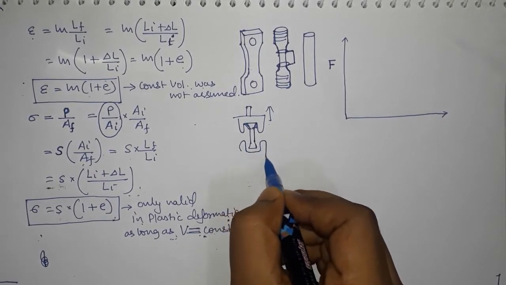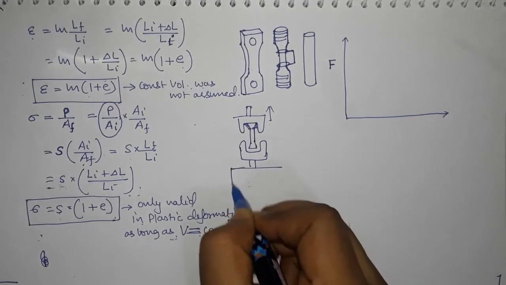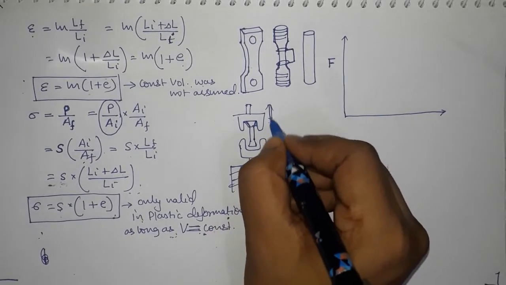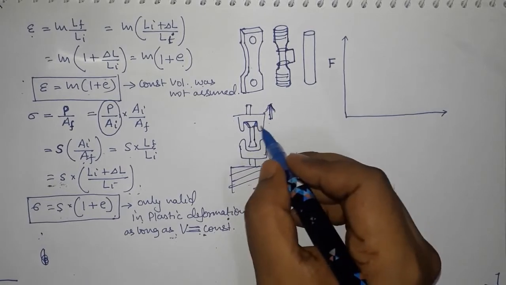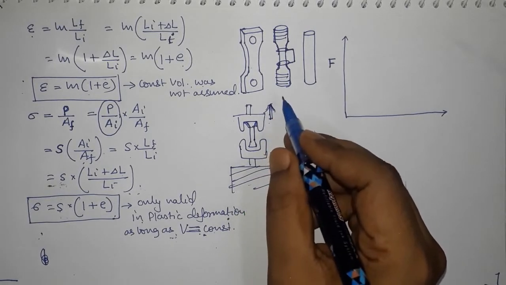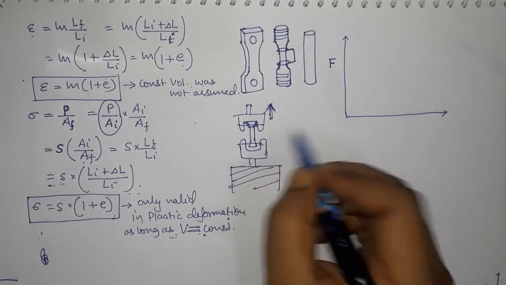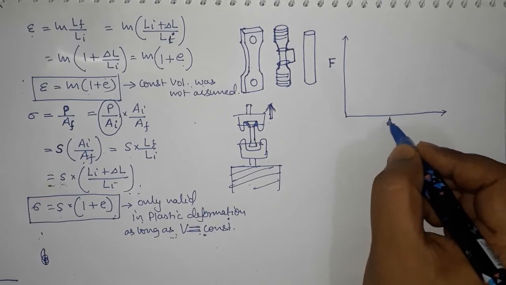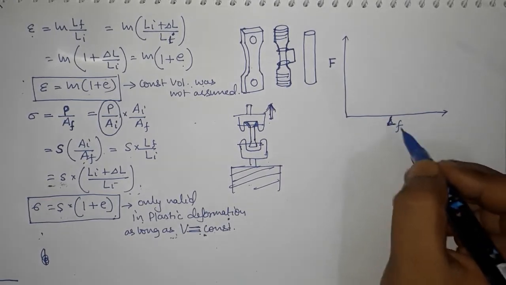So this part is fixed and this part is being pulled up. So what this machine can calculate or measure is how much it is moving up. Okay, so you can have this elongation, so final length, or you can have strain directly.